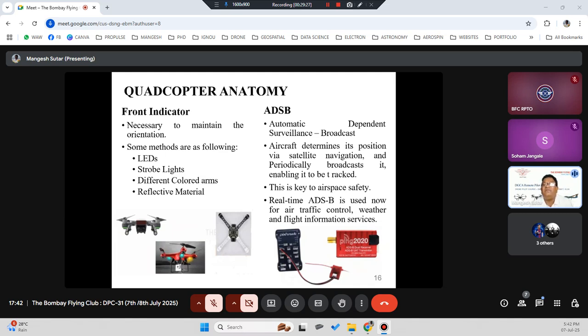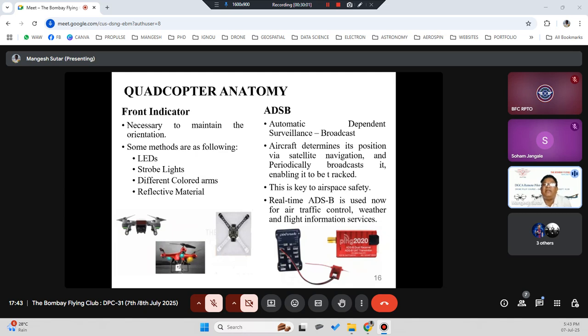Okay, then we have ADSB. Now, as I said in the early morning, type certified ADSB is not being implemented. An automatic dependent surveillance broadcast module determines the aircraft position via satellite navigation and periodically broadcasts it, enabling it to be tracked. So basically it is a device which broadcasts the information about the aircraft, I mean the aeroplane, rotorcraft or hybrid. This will become mandatory when BVLOS rules and regulations come in.